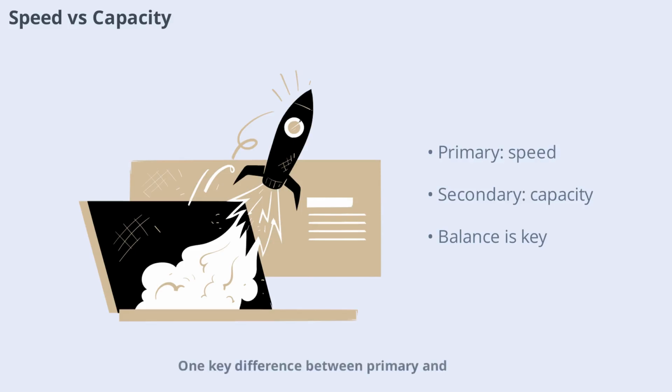One key difference between primary and secondary memory is speed versus capacity. Primary memory is all about speed, allowing for quick data access and smooth multitasking. Secondary memory, on the other hand, focuses on capacity, giving you plenty of space to store everything you need, even if it's a bit slower to access.